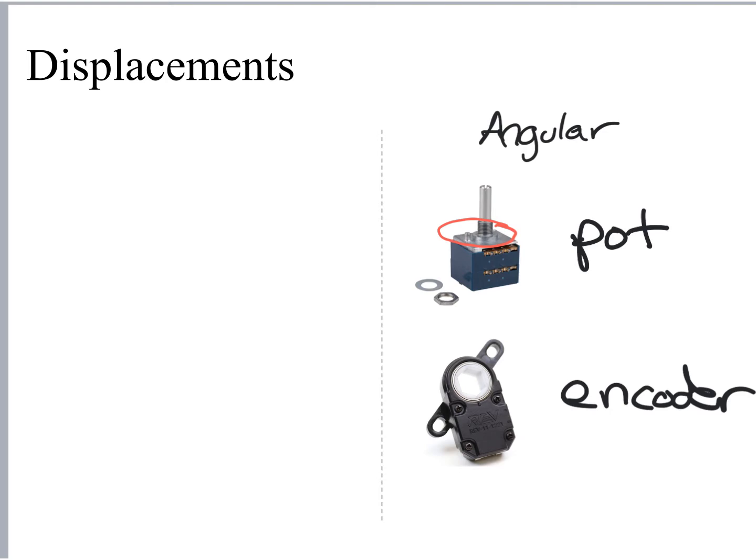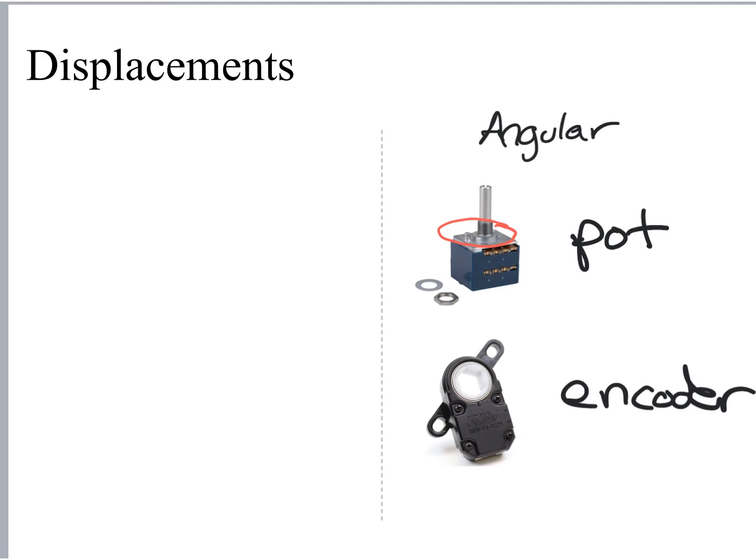Now, the nice part about the encoder is that there aren't really any motion limits, especially if you consider an incremental encoder, as we've talked about before. The encoder can continue to turn and turn and turn, and you get more and more counts. The potentiometer, you have to be a little bit concerned about the range, because the potentiometer can only turn so far before you run out of track on the wiper.